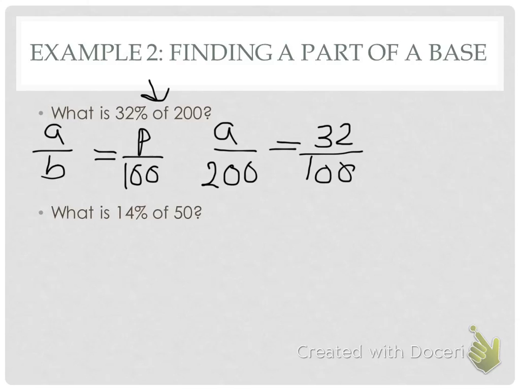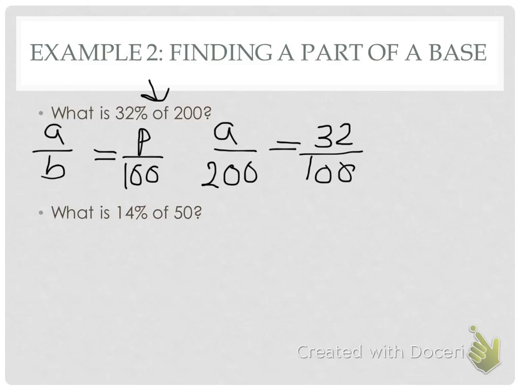So now that's my unknown. The only difference between example 1 and 2 is I'm looking to solve a different part of this formula. Now I'm looking to solve the part of the base. I solve the proportion now the exact same way. Now let me also point out that you can solve a proportion using any one of the methods that I taught you last chapter.